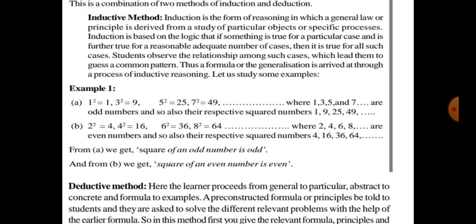2 square equals 4, 4 square equals 16, 6 square equals 36, 8 square equals 64, where 2, 4, 6, 8 are even numbers and so also their respective squared numbers 4, 16, 36, 64. From the first we get the square of an odd number is odd, and from the second we get the square of an even number is even. Okay.